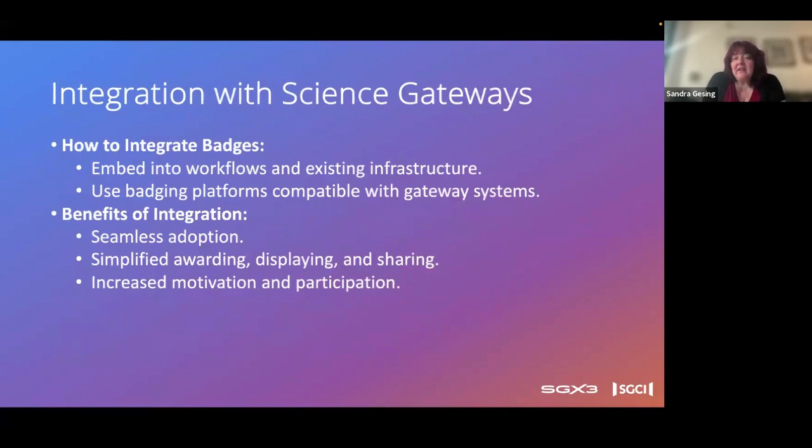Integration with science gateways: how to integrate badges. We can embed them into workflows and existing infrastructure with science gateway frameworks. Use badging platforms compatible with the gateway's system, so we could look at that. We want the integration so that it's easy for people who use a science gateway and does not create another burden, another step. There will always be a little bit of an extra step, but it should be easy. It should be simplified for awarding, displaying, and sharing, to increase motivation and participation.